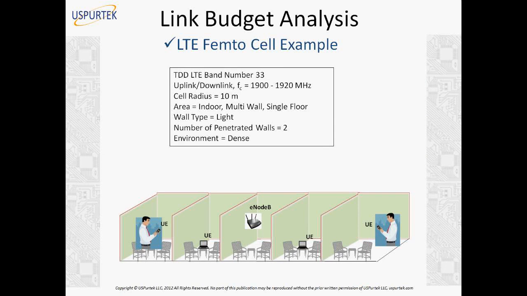So here we consider the example of using LTE band number 33. Yes, again a TDD. Cell radius is only 10 meters here. Area is indoor, multi-wall, single floor. Wall type is light, and number of walls which we are penetrating here is 2. We are assuming that environment is dense. You see furniture all around. And that is a typical office environment, full of furniture and people, of course.